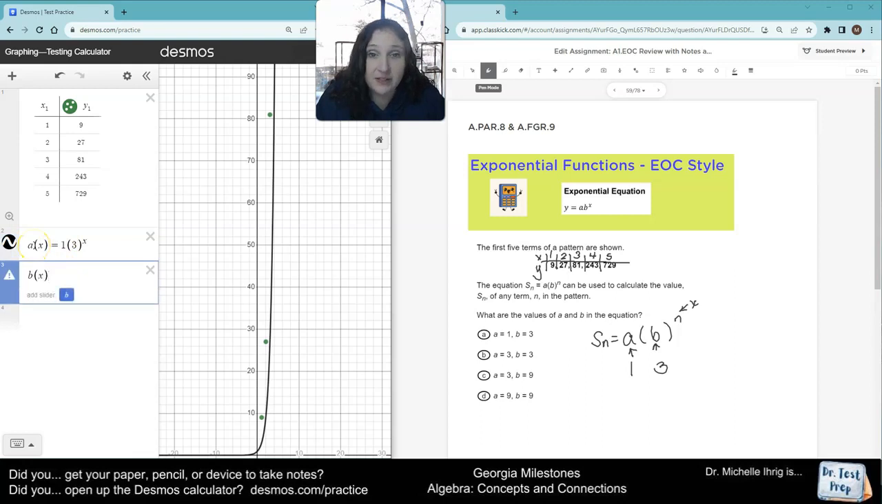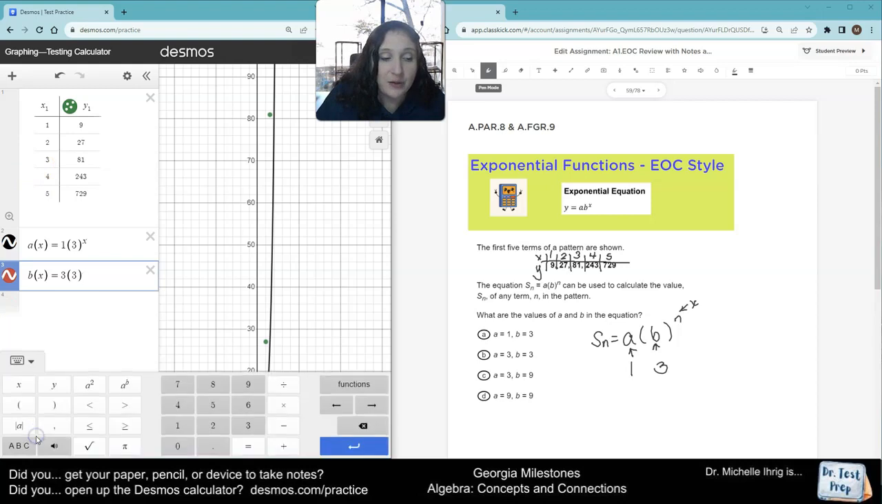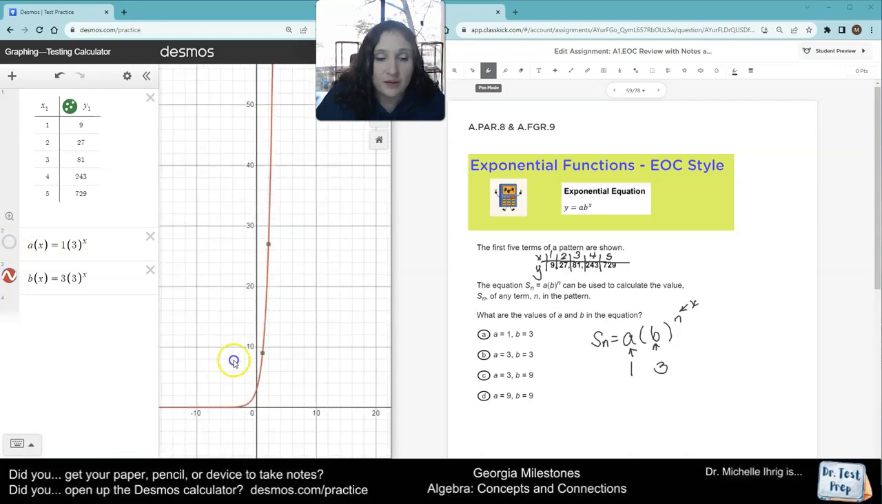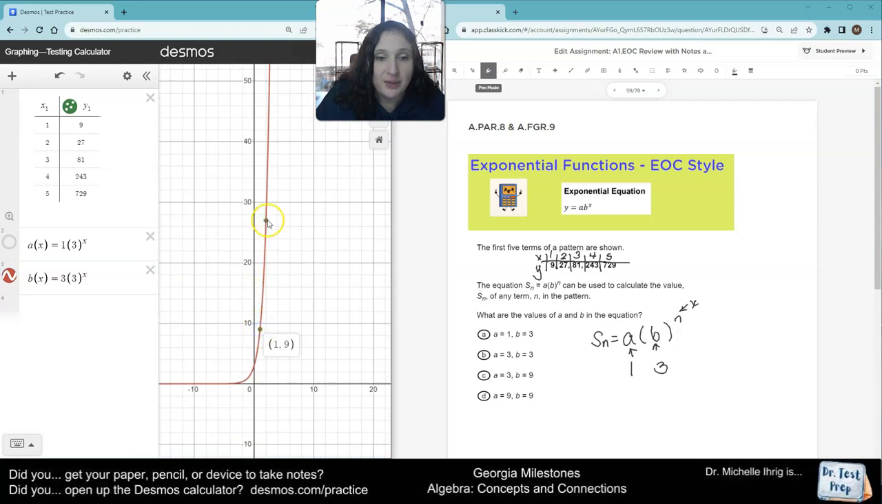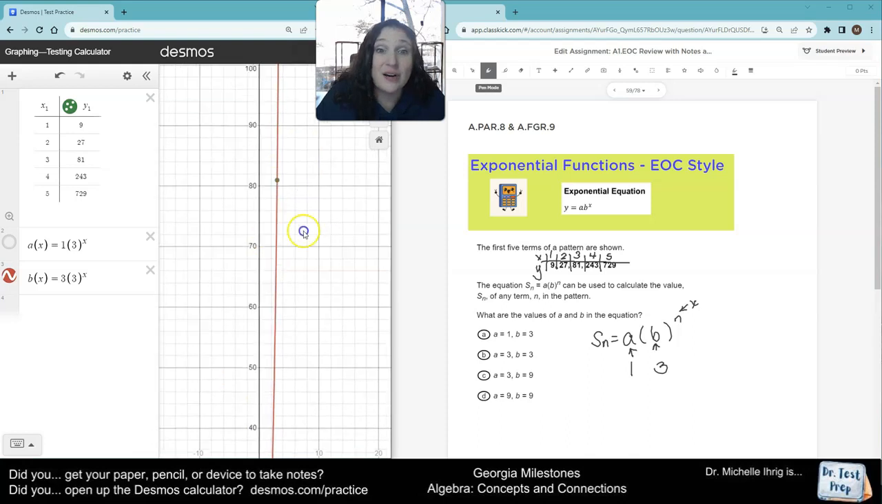So now I'm going to put b of x for choice B, and we're going to do the same thing. Instead of us doing a in the exponential function equation, we'll write 3, parenthesis, 3 again. And then we have to do the exponent. Remember, I like to do Shift 6, but you can also open up the keyboard and do this AB button right here and type in the x. And now we can see, looking here, that it goes through this point. It matches up. Okay, it matches up here and up here. So right now we know that this is the correct answer, choice B.